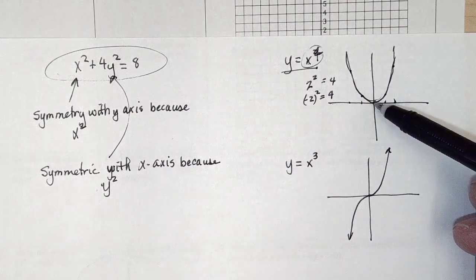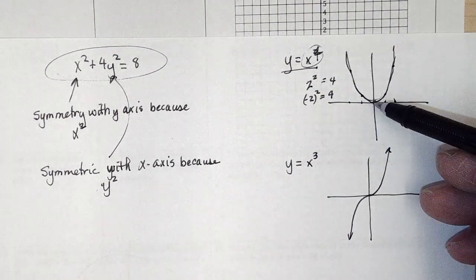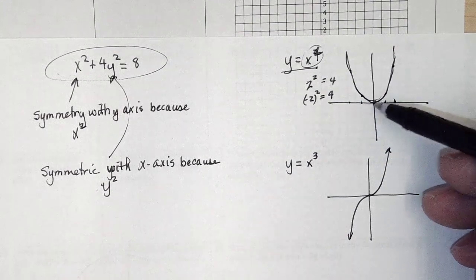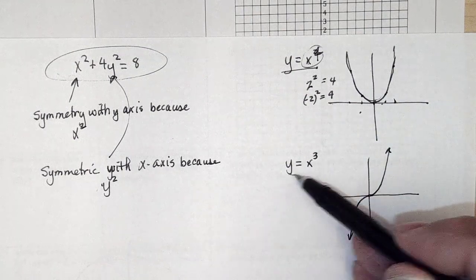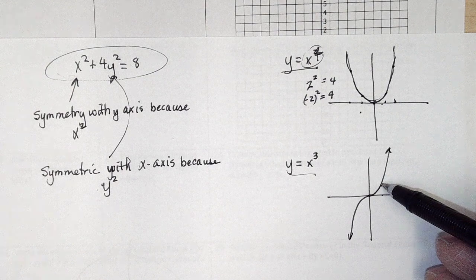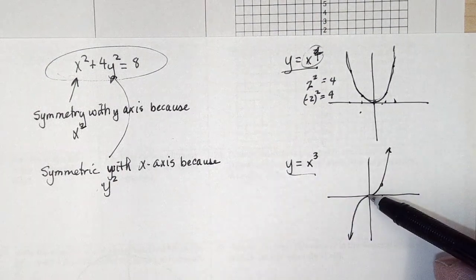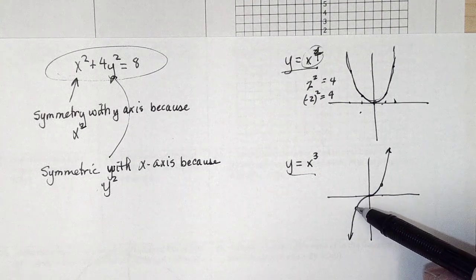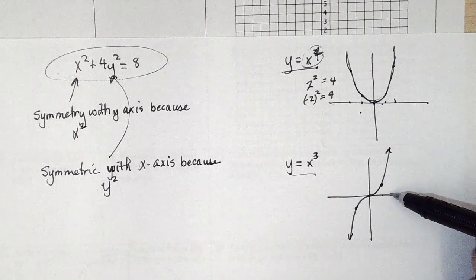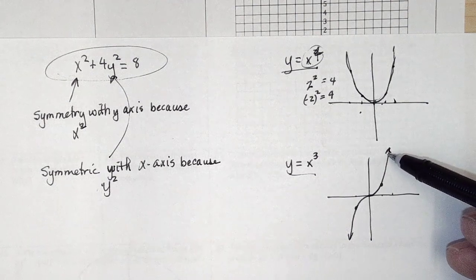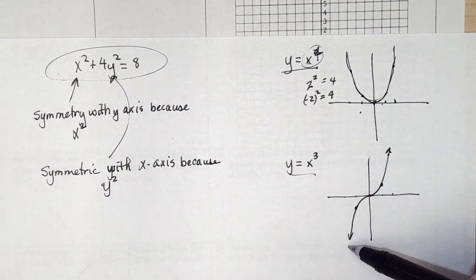Symmetry with the origin means that if there was a point on this side, there'd be a point across from it. Like if (1, 1) was in it, then (-1, -1) would be in it. Like this one: if (1, 1) is on this curve y equals x cubed, then (-1, -1) is also straight across from the origin. If (2, 8) is on this equation, which it is, then (-2, -8) is too.